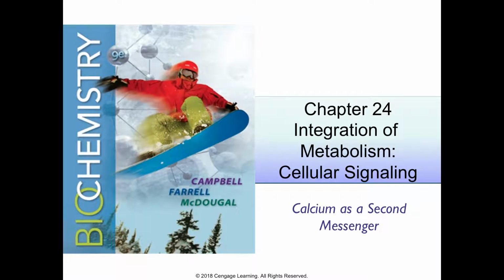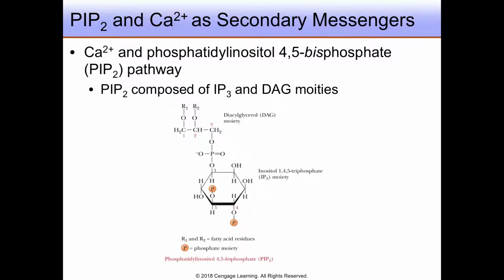We have already considered the interplay between stimulatory and inhibitory G proteins in regulating the activity of adenylate cyclase. We now want to consider another GPCR signaling pathway. In this case, there are actually two secondary messengers produced from the same original molecule. This is the calcium and phosphatidylinositol 4,5-bisphosphate pathway.